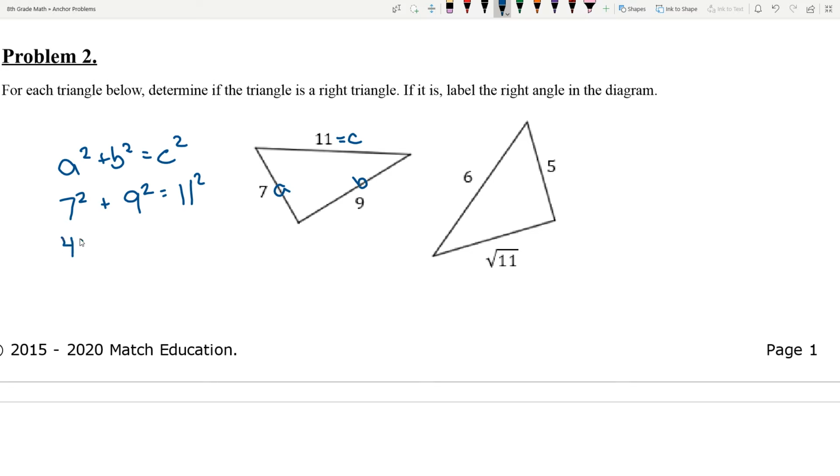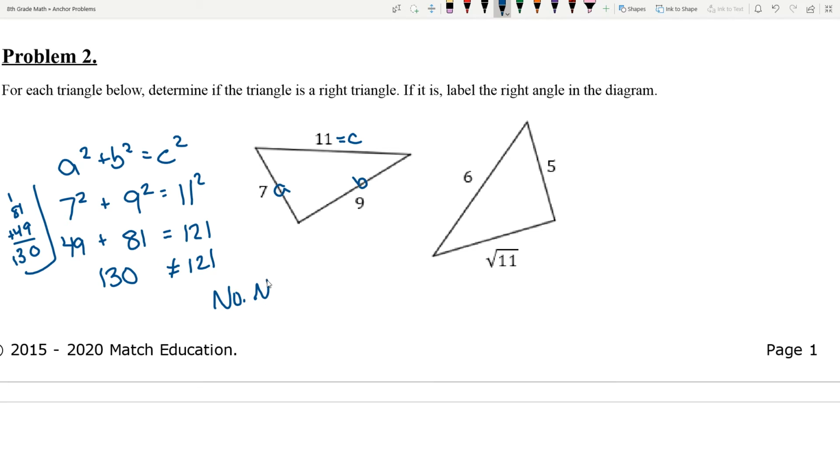7 squared is 49. 9 squared is 81. 11 squared is 121. Well, unfortunately, when you look at 81 plus 49, now, I don't know if unfortunate is the right word, that's 130. And 130 is not equal to 121, so no, not a right triangle for this one on the left.